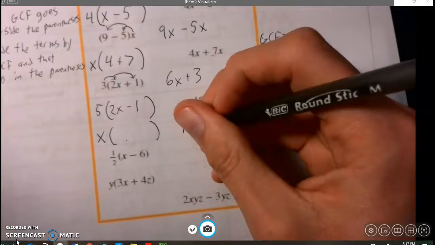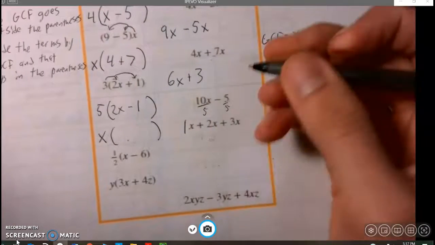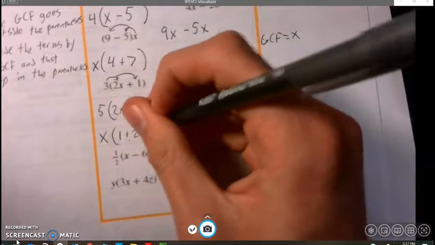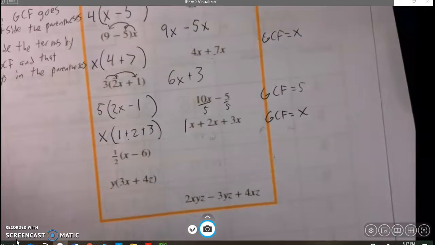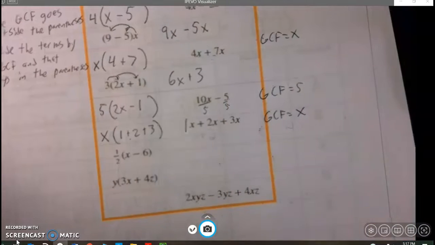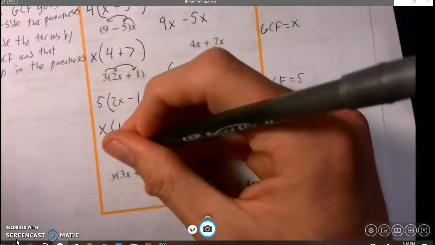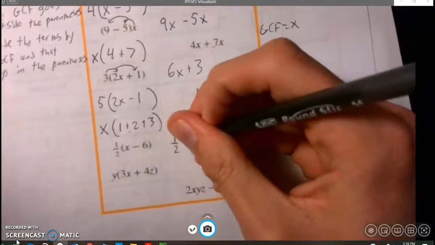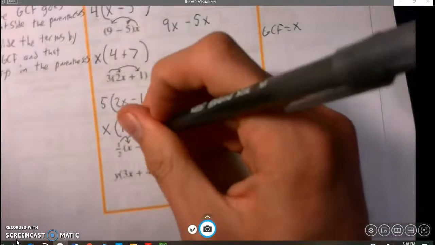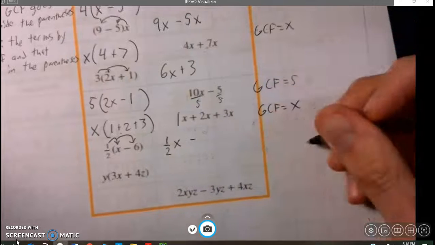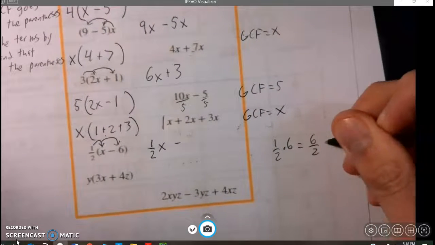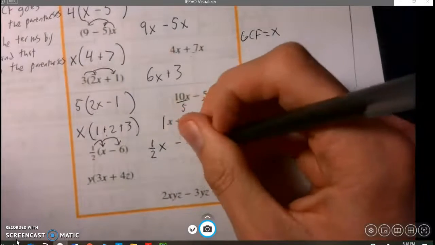And if I divided all of these by x, or if I took x away from all of them, then it would just be 1 plus 2 plus 3. Once again, if I distributed or multiplied those back out, I would get this equation. Here, 1/2 times x is just 1/2 x. And then 1/2 times 6 is 6 over 2, which is 3.